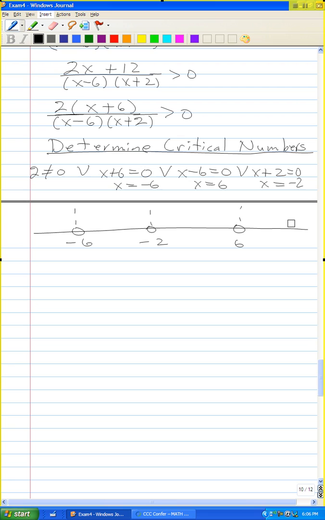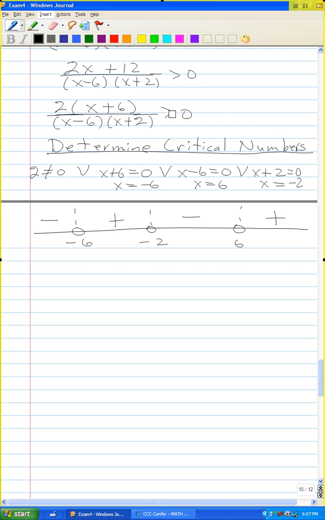Take a number bigger than 6, 7. Positive times positive divided by positive times positive is positive. Take a number between negative 2 and 6, 0. Positive times positive divided by negative times positive, negative. Take a number between negative 6 and negative 2, let's say negative 3. Positive times positive divided by negative times negative is positive. Take a number less than negative 6, let's say negative 7. Positive times negative divided by negative times negative is negative.